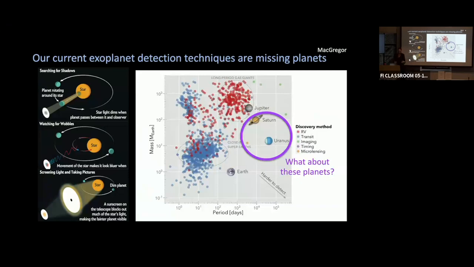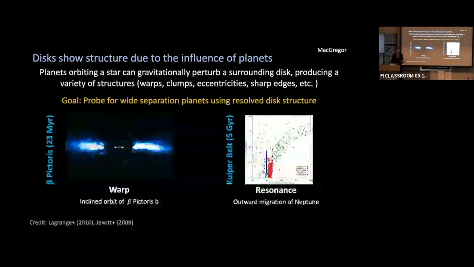So that's problematic. We can get some information from direct imaging, which is the green points here, but that tends to be biased towards extremely large, inflated young planets, because now you're detecting the light from the planets themselves. Okay, so that's problematic. But we should be able to do better by looking at planet formation and the disks that they form in.